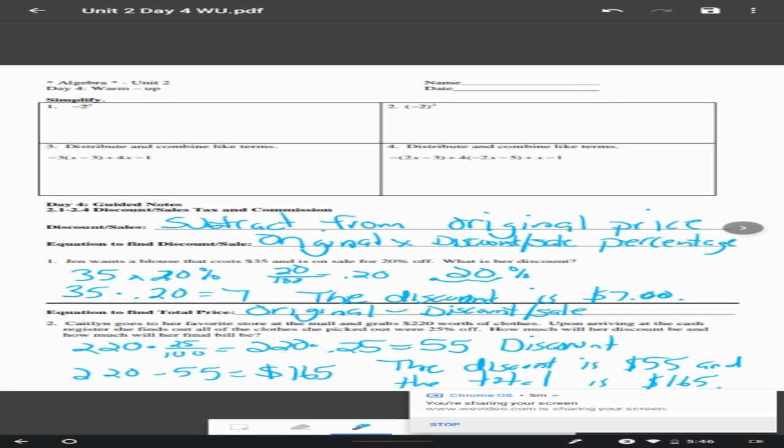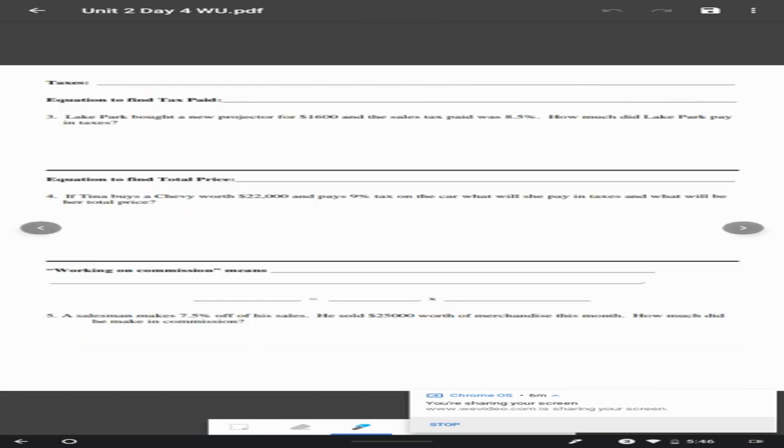So hopefully you understand discount or sales, or having a sale, and then finding the total bill as well. The first part we just found how much you would subtract. The second one we actually subtracted. I think we got another problem like this.